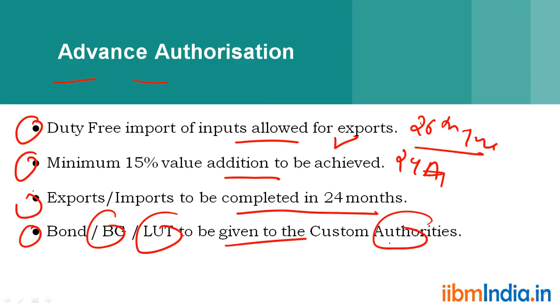So bonds, bank guarantee and LUT, letter of undertaking, is commonly known as LUT. The letter of undertaking is prescribed to be furnished in the form GST RFD-11 under rule 96A, whereby the exporter declares that he or she would fulfill all the requirements prescribed under the GST while exporting without making IGST payment.